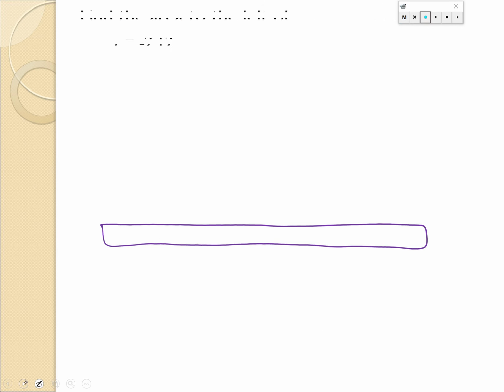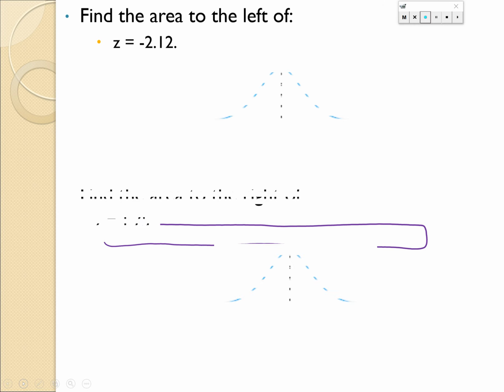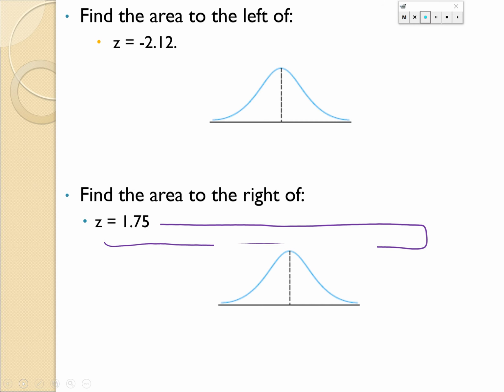Alright guys, so let's try this out. Don't know why that box is hanging out there, I apologize. Find the area to the left of z equals negative 2.12.